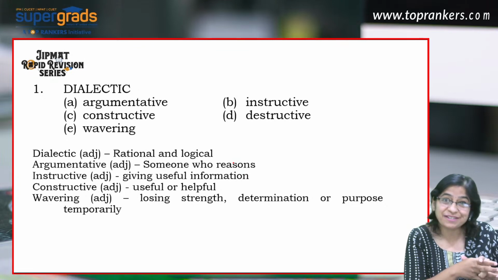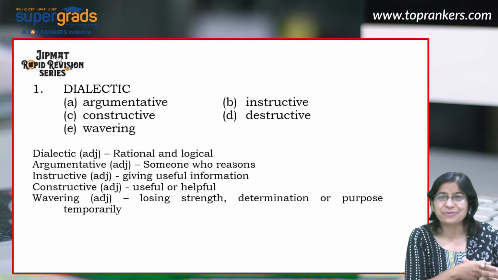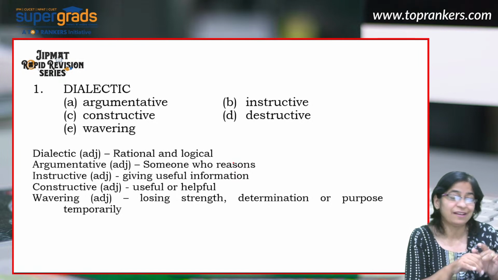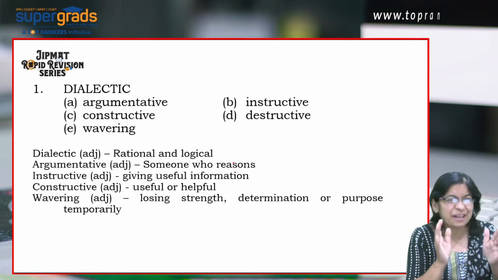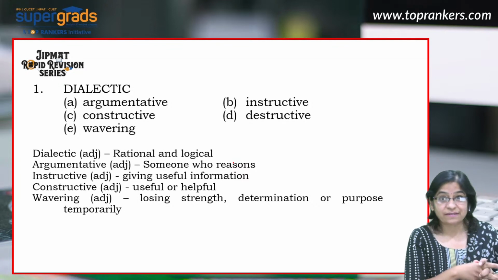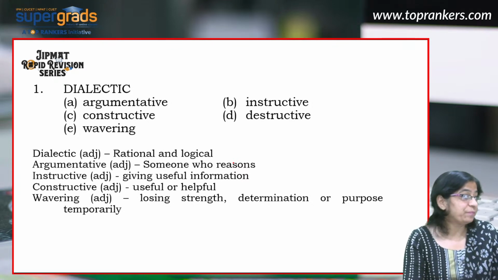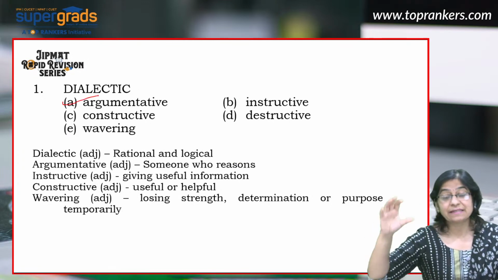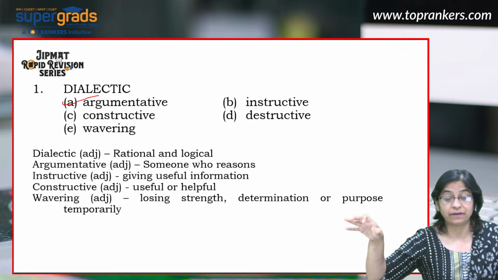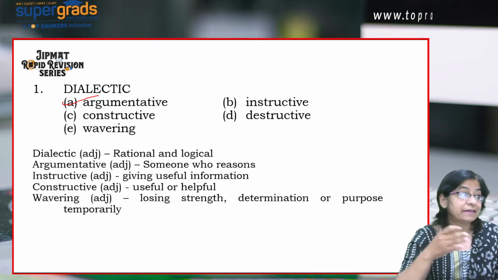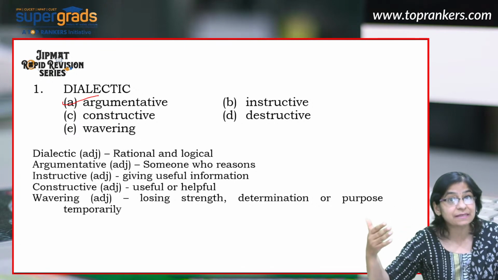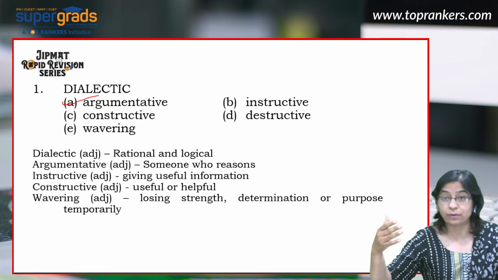Could it be argumentative? That means somebody who believes in reasoning. Somebody who's constructive, that is giving useful information. Wavering, who wavers from the path, deters from the path, or loses strength or determination or purpose, and that too temporarily. Instructive or destructive. Well, I'd say I'd go with argumentative. Reason being, dialectic is somebody who believes in rational, right? He believes in reason. And argumentative is somebody who is arguing because he has a reason for saying or doing whatever he's been doing or saying.